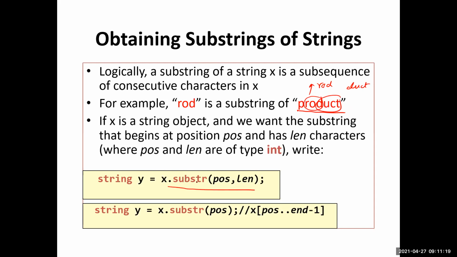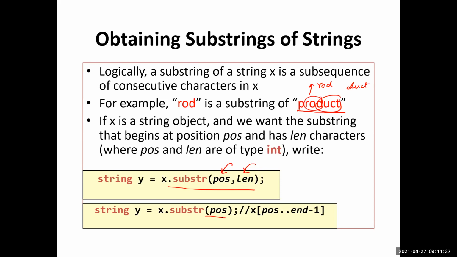The name of the function is substring. It takes two arguments. The first argument is the position, that is, from where you want to pick. And the second argument is the number of characters you want to pick. I will explain with an example, don't worry about that. I'm just introducing how the function works.